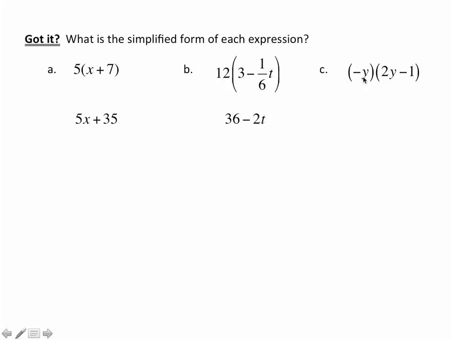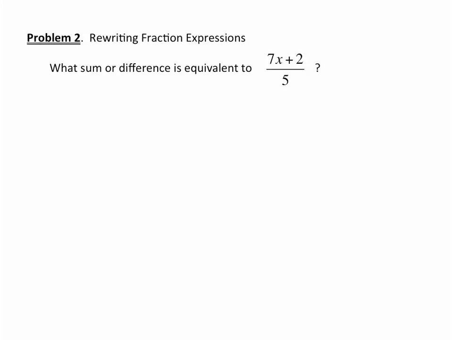Negative y times 2y is negative 2y squared plus 1y, because I have a negative y times a negative 1. Negative times negative makes positive. I would have a negative 2y plus positive y. All right, so hopefully you got those correct.